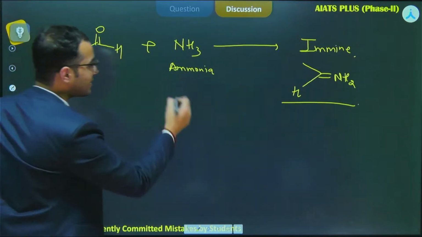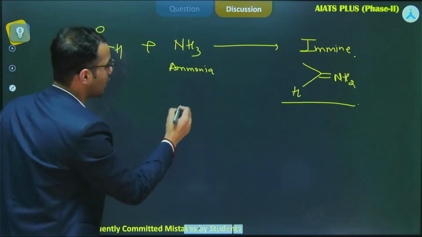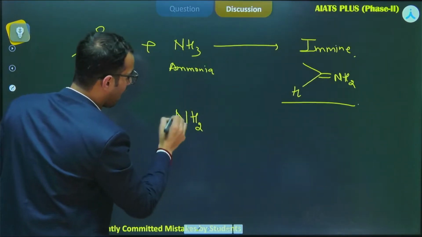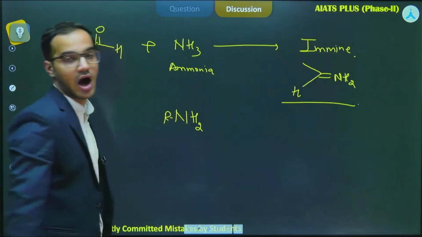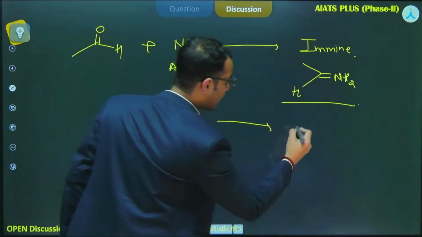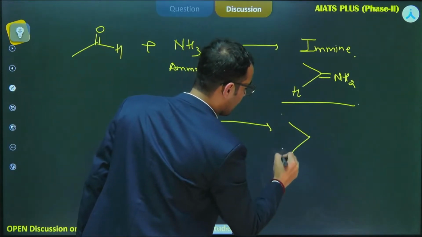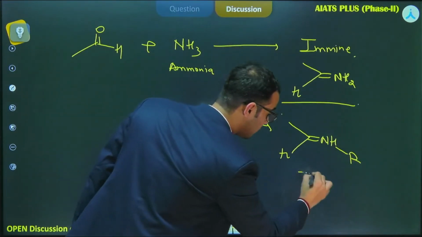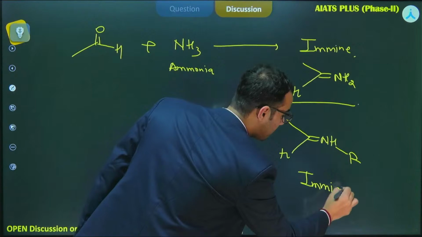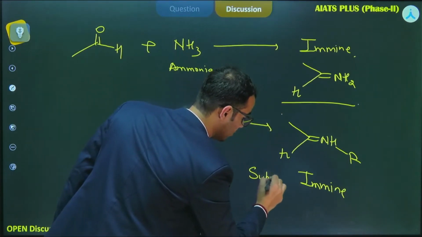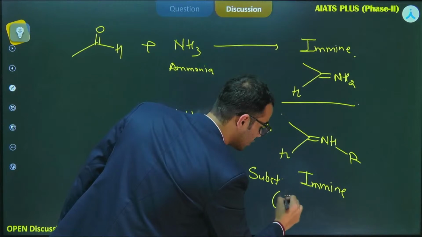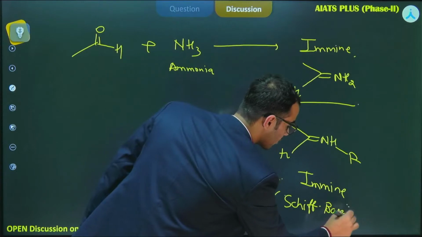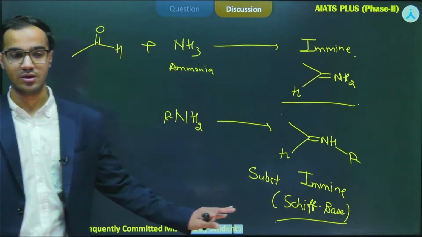And if we are replacing one hydrogen of this ammonia, NH2, with R, let us say we are taking RNH2, so what will be the case? You are getting here R-CH double bond NHR. This is also an imine, but this is a substituted imine, or we can say that this is Schiff base. This is Schiff base. I hope this is clear.